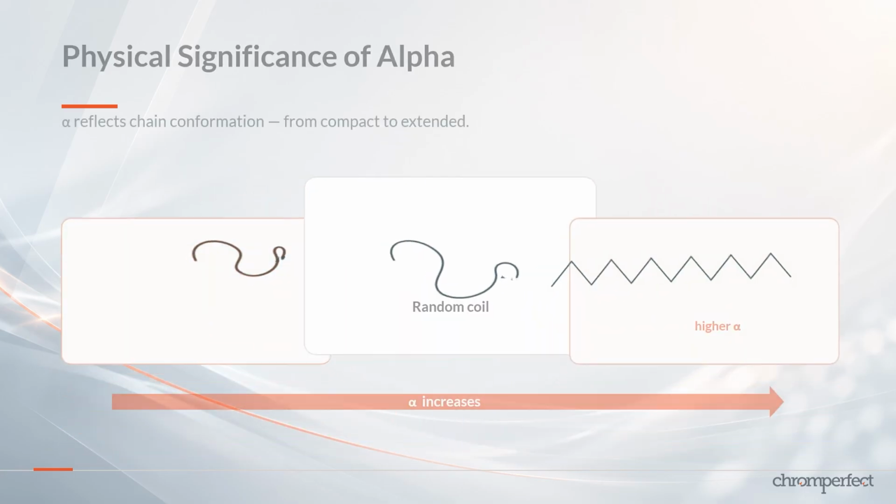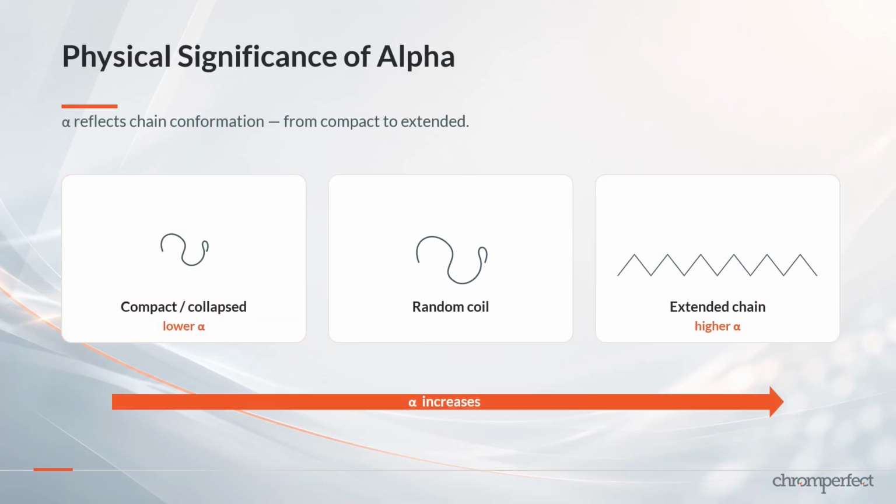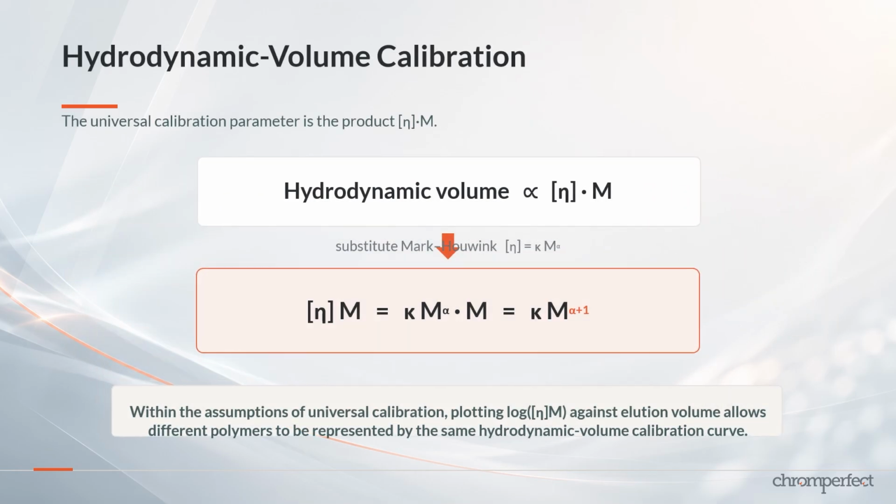Alpha describes how rapidly intrinsic viscosity increases with molecular weight. It is related to polymer conformation and the quality of the solvent. Kappa establishes the scale of the relationship. Using this with SEC calibration curves, the product of intrinsic viscosity and molecular weight is used as a measure of hydrodynamic volume. Substituting the Houwink relationship gives hydrodynamic volume proportional to kappa multiplied by molecular weight raised to the power alpha plus 1. This provides a way to transform a molecular weight calibration for one polymer into a hydrodynamic volume calibration.